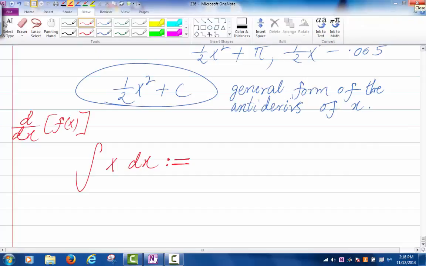Okay, we are taking the antiderivative of x, and this is half x squared plus c. This is the general form of the antiderivatives of x. Okay, this is the general form of the antiderivatives of x, and notice that.